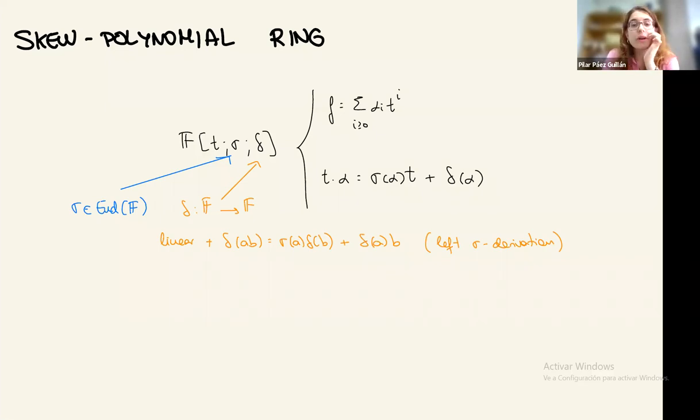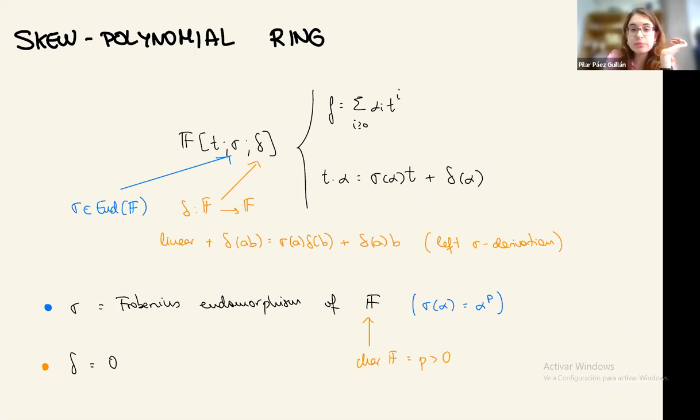In our case, remember that we are dealing with fields of positive characteristic. So we are going to make a precise choice of this endomorphism sigma and this derivation delta. As an endomorphism, we are going to take the Frobenius endomorphism of the field. And as a derivation, we are just going to take 0.